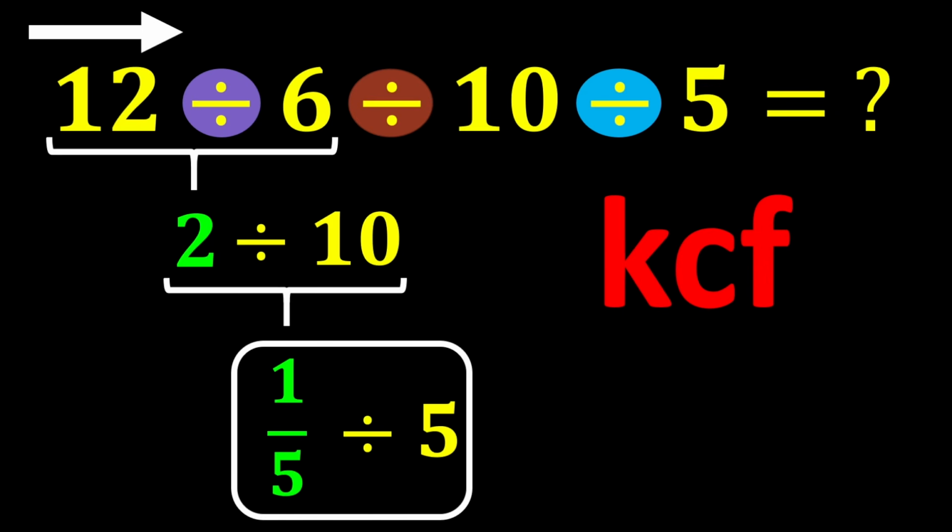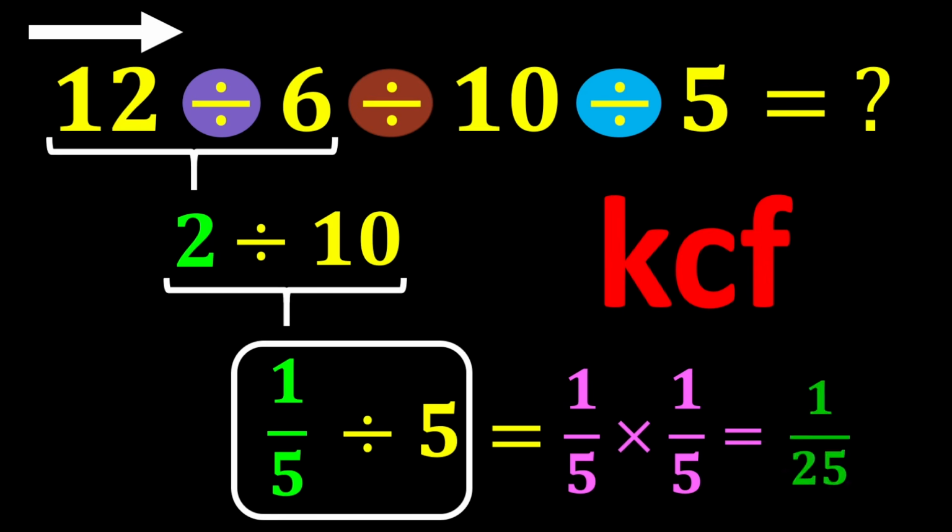According to the KCF rule, we keep 1 over 5 as it is, change division to multiplication, and flip 5. 1 over 5 times 1 over 5 gives us the final answer, 1 over 25.